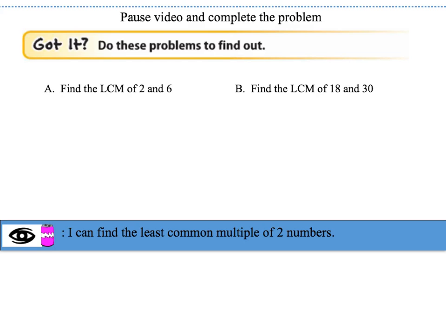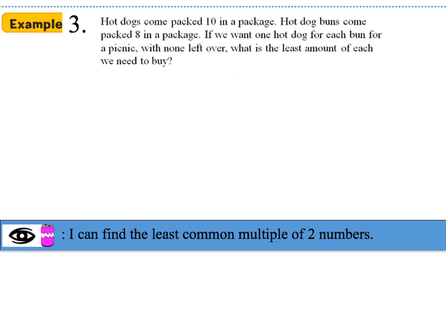Notice there are 2 got it problems on this slide, got it problem A and got it problem B. For example 3, we have a word problem that says hot dogs come packed 10 in a package. Hot dog buns come packed 8 in a package. If we want 1 hot dog for each bun at a picnic with none left over, what is the least amount of each we need to buy?